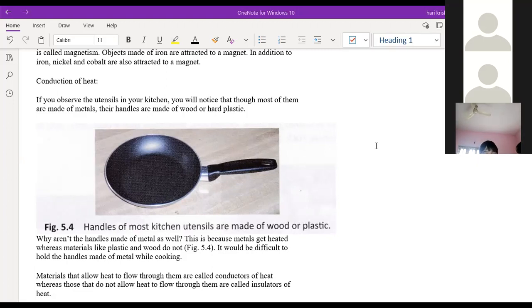Sir, this came in my social exam, sir. Ashwath, please wait. Sunlight. The main source is sunlight. Okay, very good.